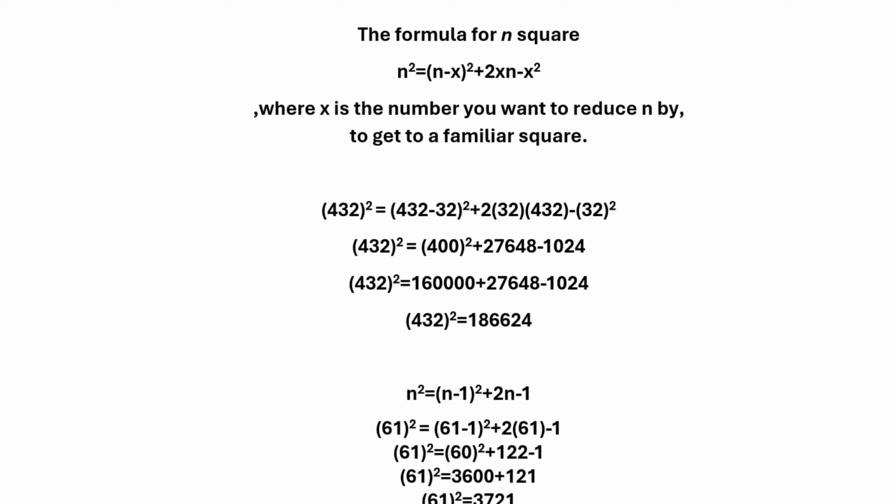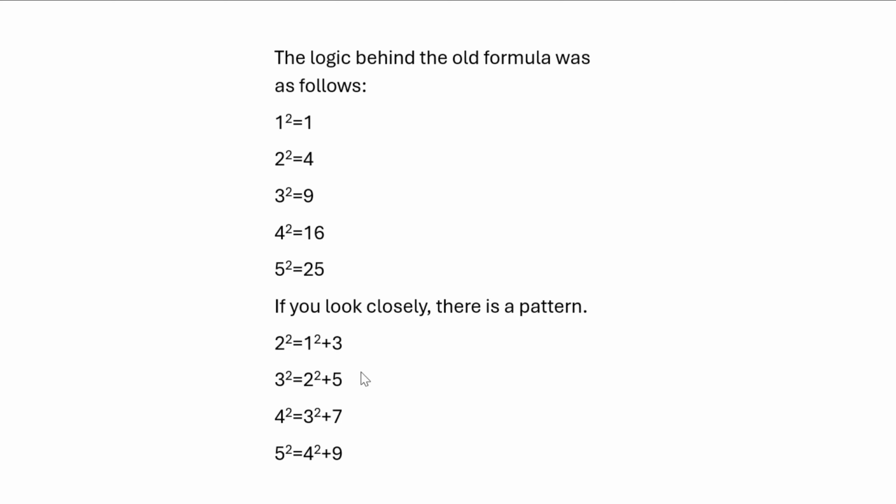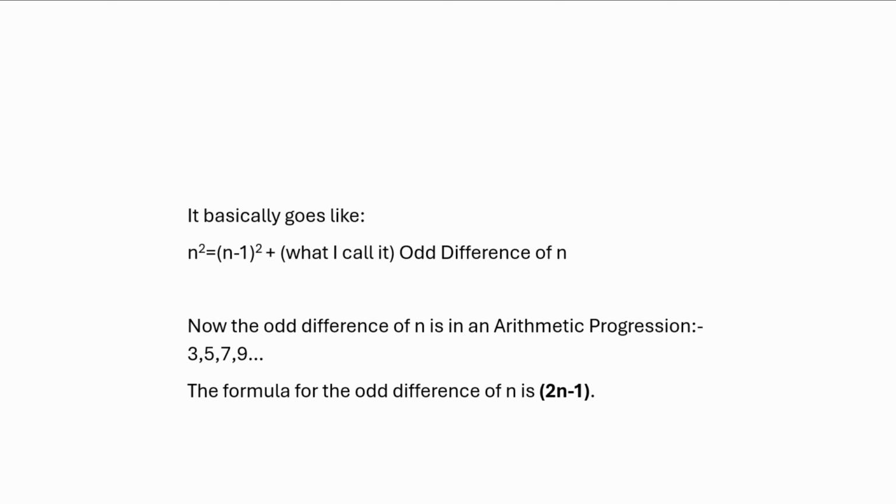Now the logic behind it is this. You see 1 square is equal to 1, 2 square is equal to 4, 3 square is equal to 9, 4 square is equal to 16, 5 square is equal to 25. Now if you look closely, there is a pattern. You will see that 2 square is equal to 1 square plus 3, 3 square is equal to 2 square plus 5. Now this pattern can be summarized as an equation: n square is equal to (n minus 1) the whole square plus 2n minus 1. And 2n minus 1 is what I call the odd difference of the number.